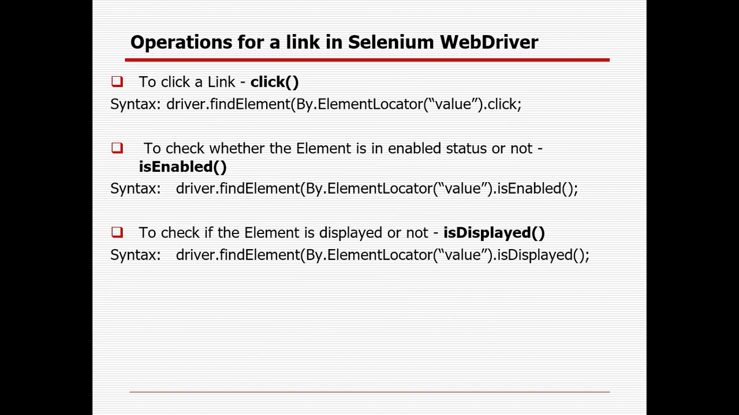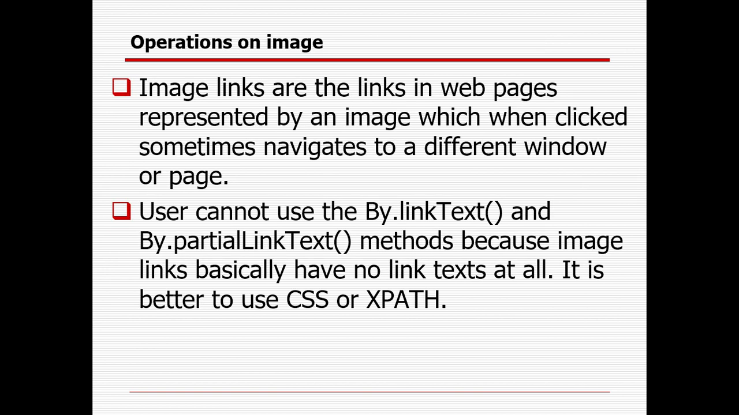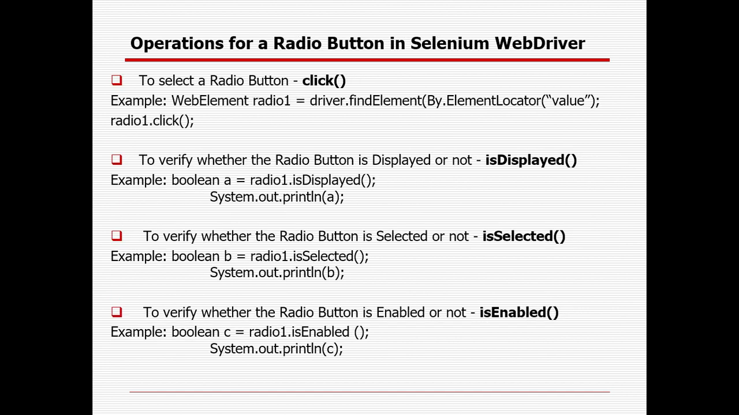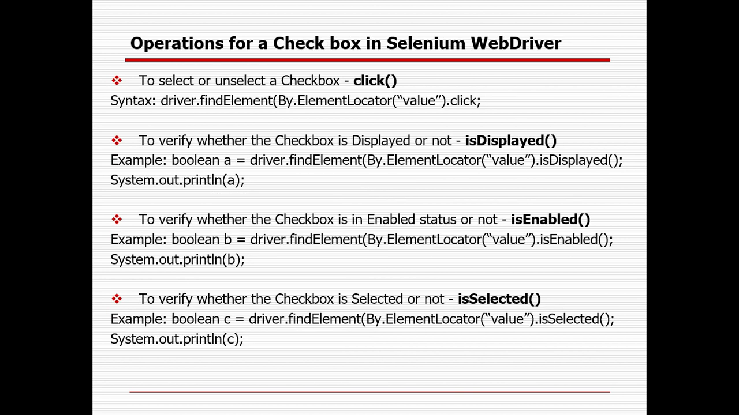For links or hyperlinks, we can click the link and check whether it's enabled or displayed. In case it is an image also, we can write with the help of CSS or XPath and click on the link in case it is enabled, or the image, right? If it is a checkbox, we can check or uncheck, and check whether it's displayed, enabled or selected. In case it is a radio button, we can also check whether it's enabled, selected, displayed, or also move the radio button selection, because only one radio button can be selected at a time, whereas for checkboxes we can select or unselect multiple checkboxes at the same time.